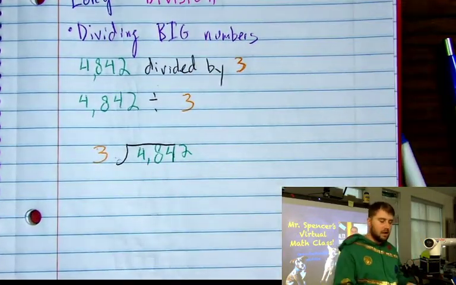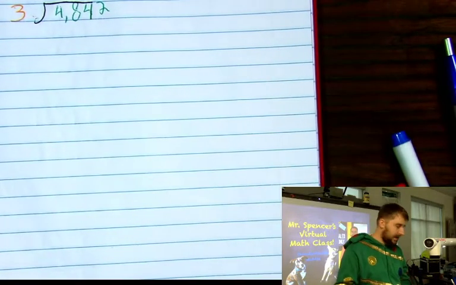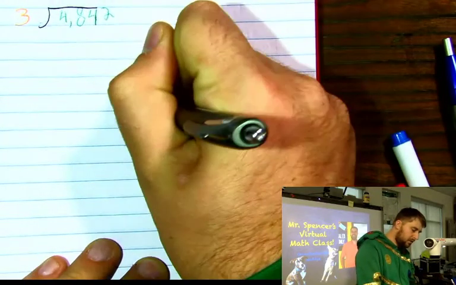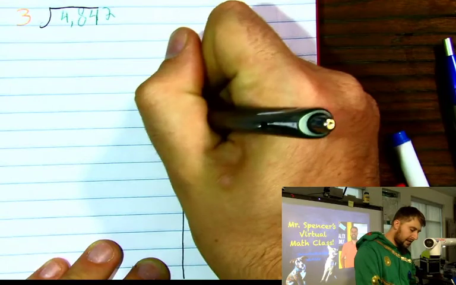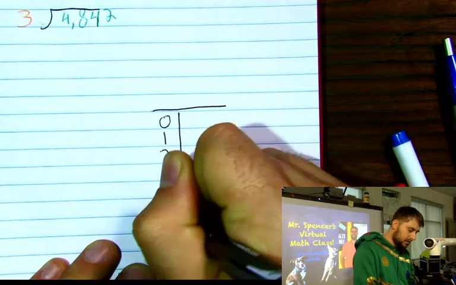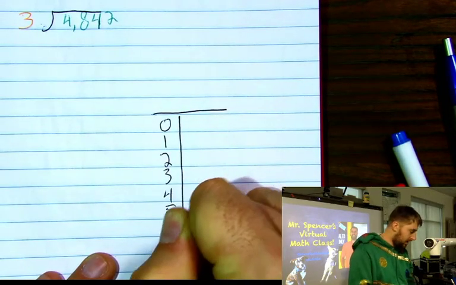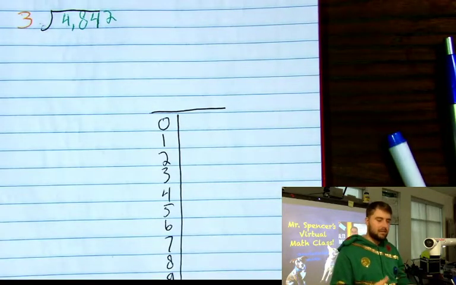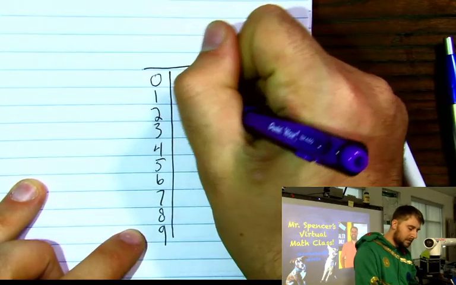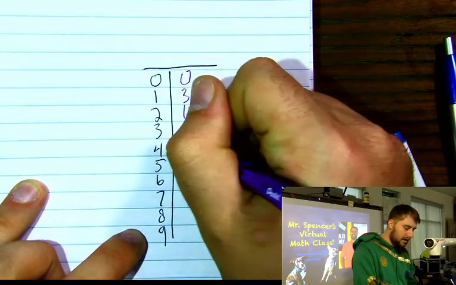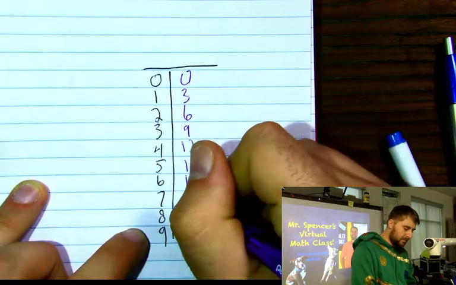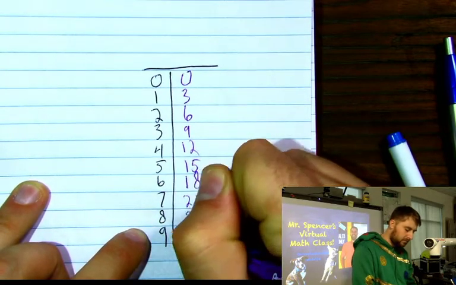Now I've been struggling with my 2's all day, and apparently my 4 wasn't long enough, but there we go. So as we get started, we're going to make a little cheat sheet over here in the corner. And we are going to fill in our multiplication table for 3. So we're going to do on the left side 0 through 9. And on the right side, we're going to do what each of those times 3 is. So to start, we have 0 times 3 is 0, 1 times 3 is 3, and so on and so forth until we get to 3 times 9, which is 27.